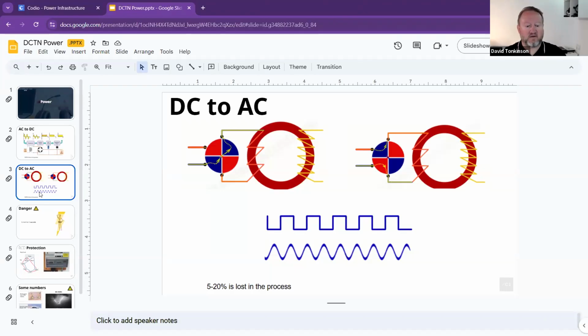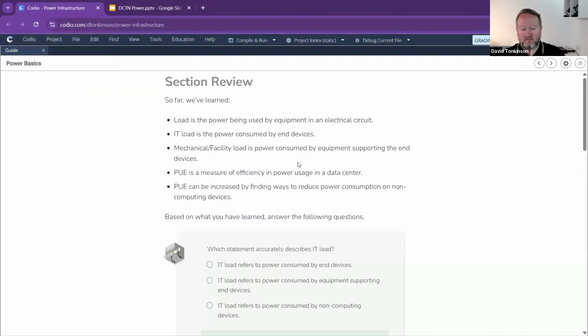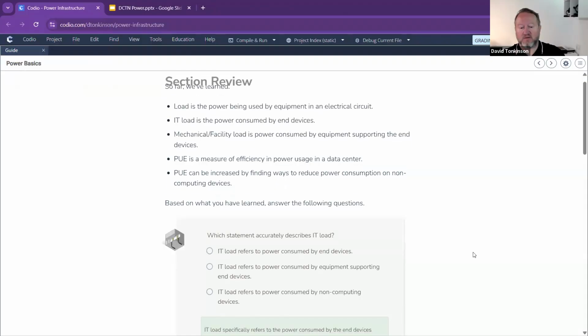Any questions around AC to DC conversions and DC to AC conversions? So the main thing to remember is that we do lose. Every time we convert, we lose. So there's a section review there.